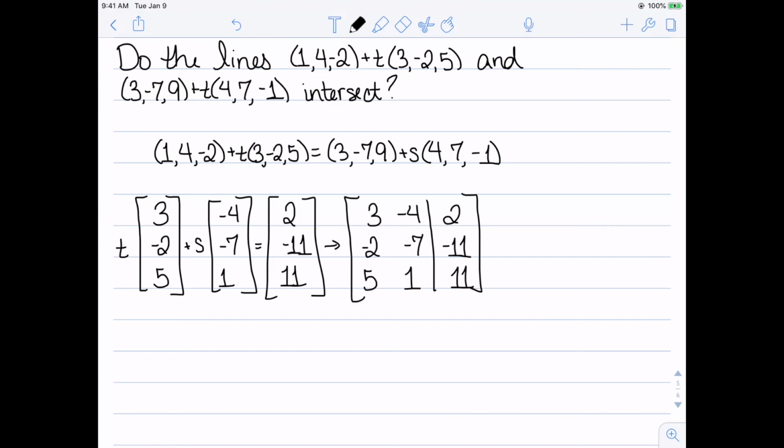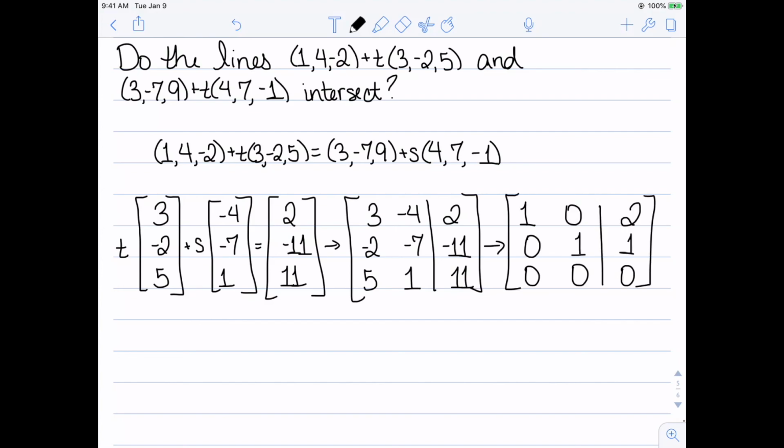So here is our augmented matrix, and we need to reduce this to see if it has a solution. Using row operations then gives us rows (1, 0, 2), (0, 1, 1), and (0, 0, 0). So this does have a solution. t equal to 2 and s equal to 1. That tells us these lines do intersect. And in fact, we can figure out what point they intersect at. Let t be equal to 2 or s equal to 1, and you'll get the same point. The point (7, 0, 8).